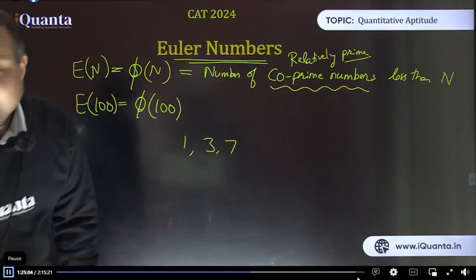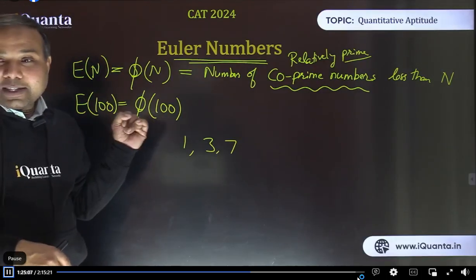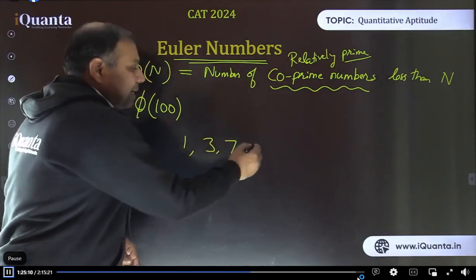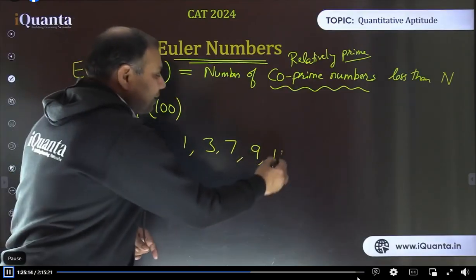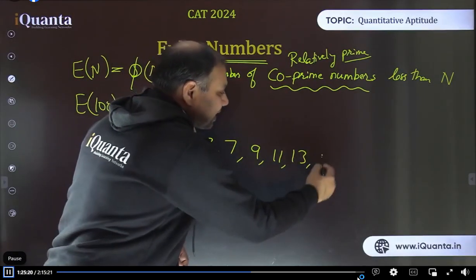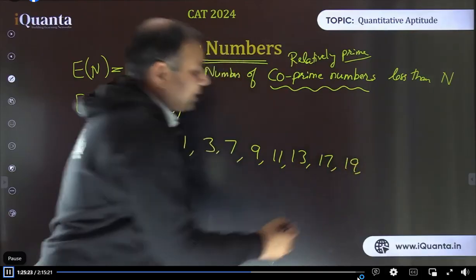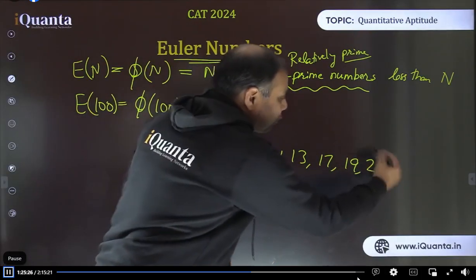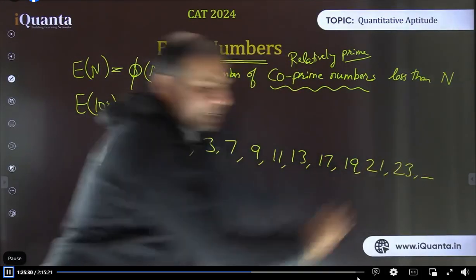So Joy, 5 will not be there, na? Because 5 divides 100. Right? So 7 will be there, 8 will not be there, 9 will be there, 10 will not be there, 11 will be there, है ना? Then 12 will not be there, 13, 14 नहीं होगा, 15, 16, then 17, 18 नहीं होगा, then 19, then 20 will not be there, but 21 will be there, 22 will not be there, but 23 will be there, and so on. There will be many numbers, right?